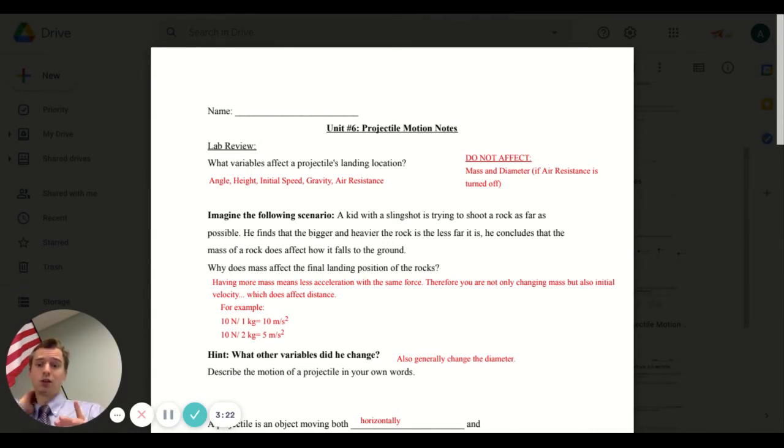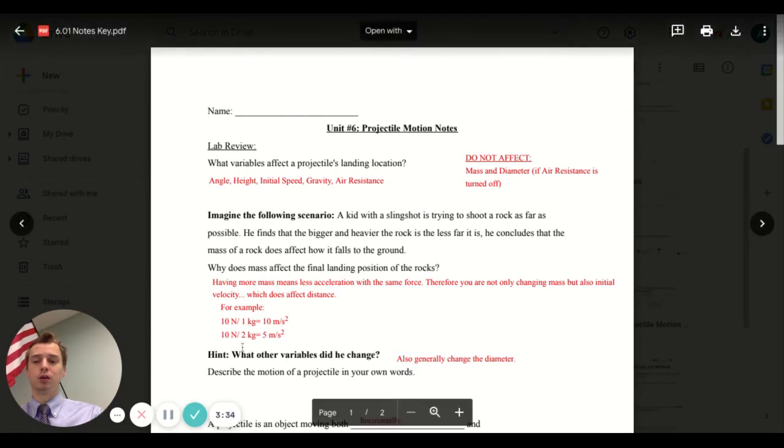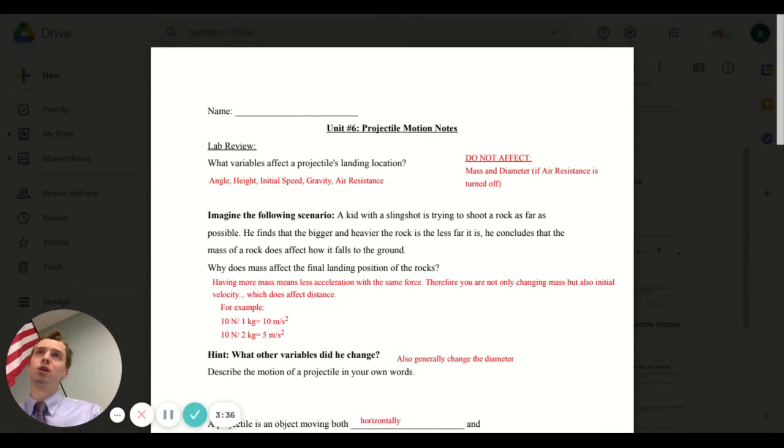If I have something that's more massive, then the same amount of force, the same amount of pullback, is going to only accelerate it not as much, right? So it's going to accelerate less because it has more mass. But if you give them the same initial speed, then they would actually go the same distance, even though they have different mass.